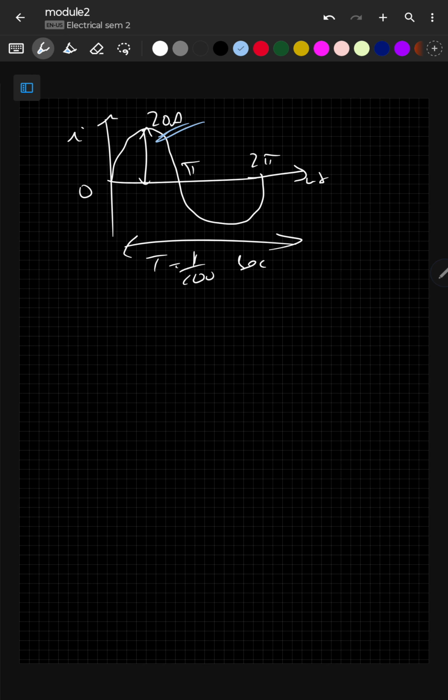Next, what is the time period? As you see, you have to say 1 by 100 second. Frequency is 100 hertz. We got that by 1 by T. Now angular frequency is omega. That you should know. Omega is 2 pi f.